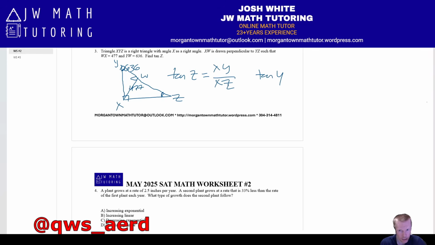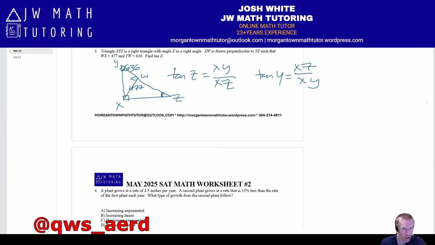And if you look at tangent y, that tangent of that angle is going to be xz opposite over xy adjacent. So notice these are just reciprocals. So basically what you do is you find the tangent of angle y, and then you just take its reciprocal, and that's what the tan of angle z is equal to.